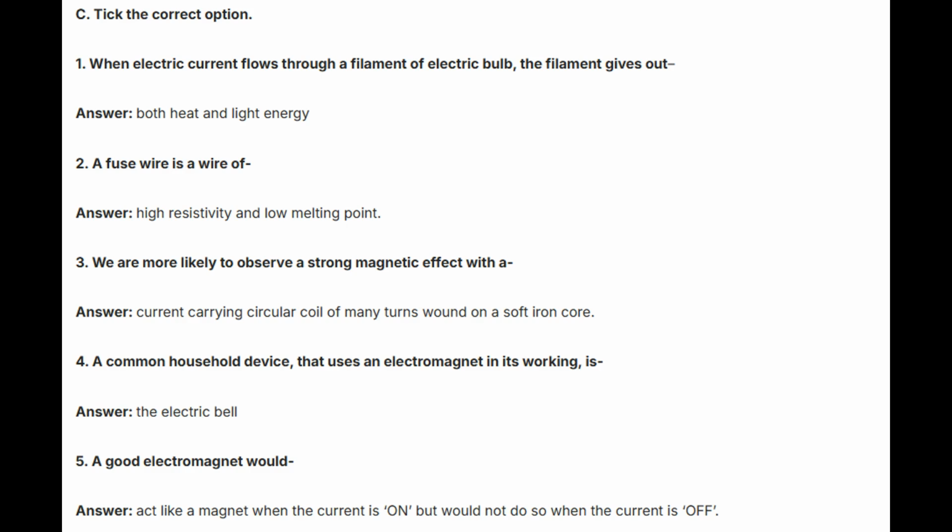Fourth, a common household device that uses an electromagnet in its working is the electric bell. Fifth, a good electromagnet would act like a magnet when the current is on but would not do so when the current is off.